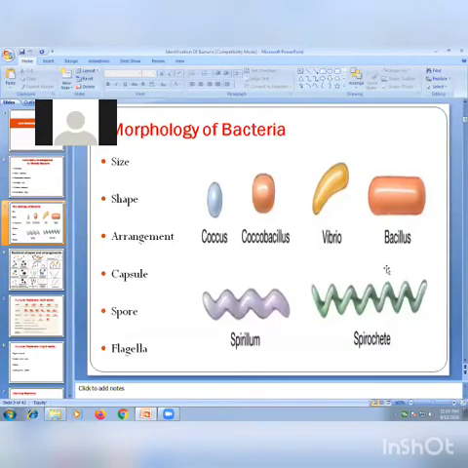The next is capsule. A capsule may be present or absent. If it is present, that type of bacteria is called capsulated bacteria, and that is also useful for the identification.